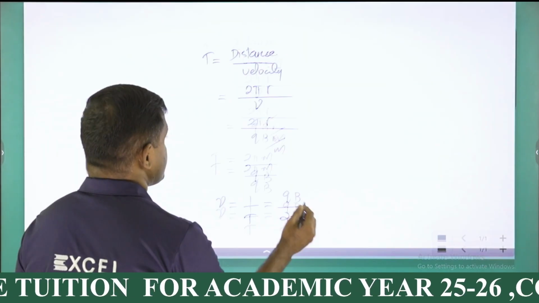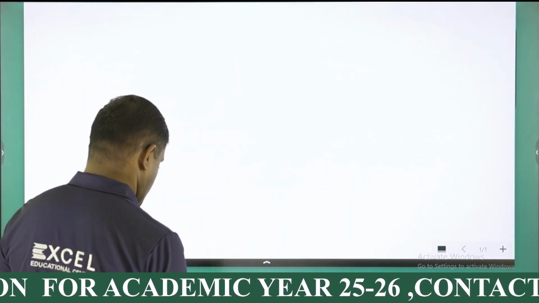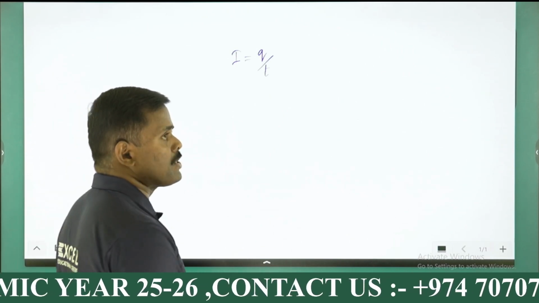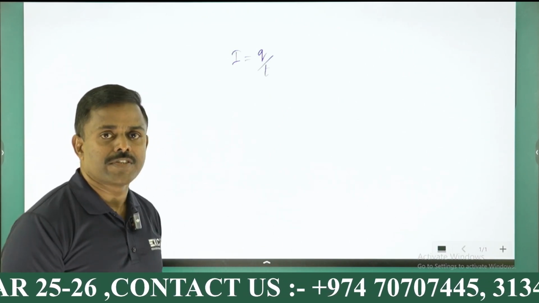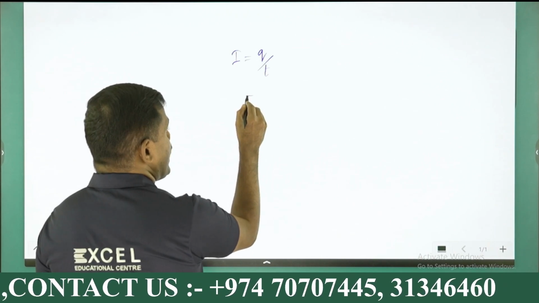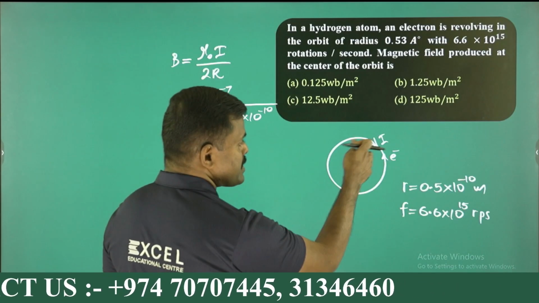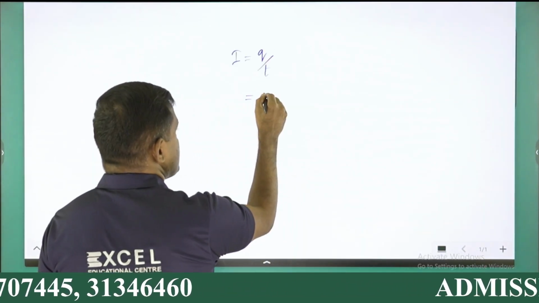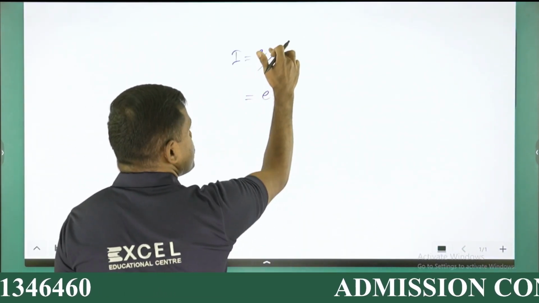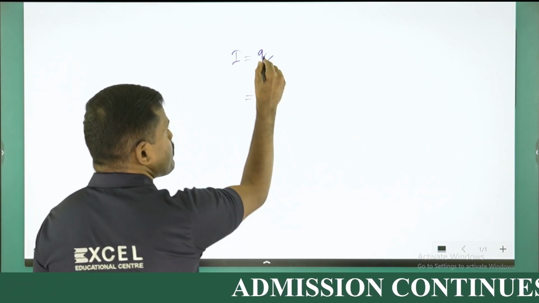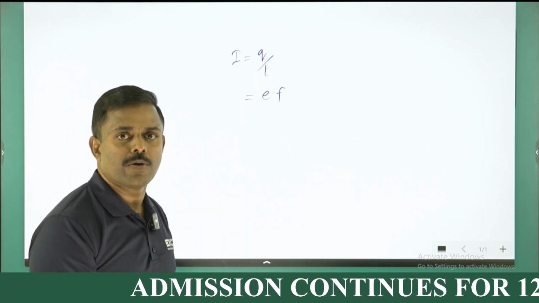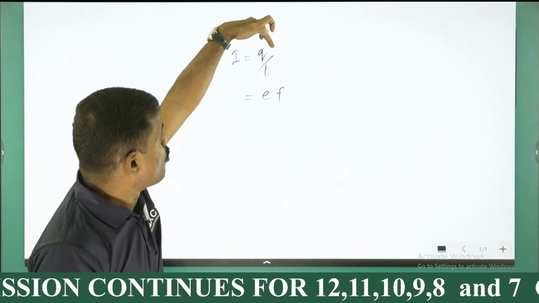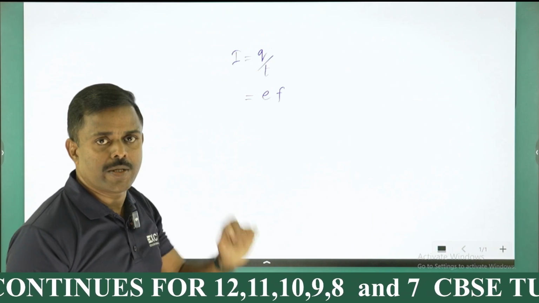So I'll just find the current. The current is given by Q divided by T. Rate of flow of charge is called current. I'm talking about a single electron here, so the charge must be E, right? Yes, the charge must be E. And 1 by time period, the reciprocal of time period, is called frequency. This is the charge of the electron, E, and 1 by time is called frequency.